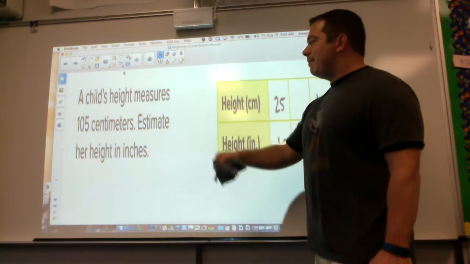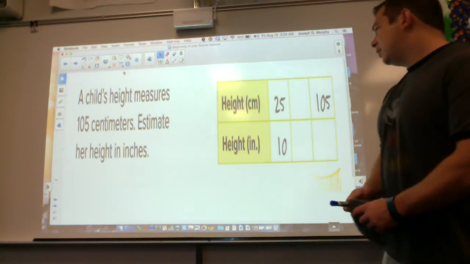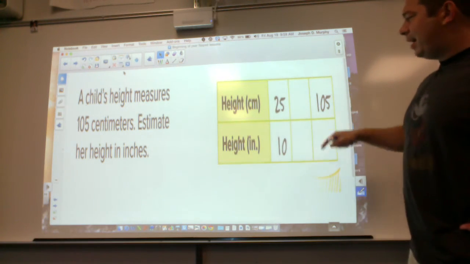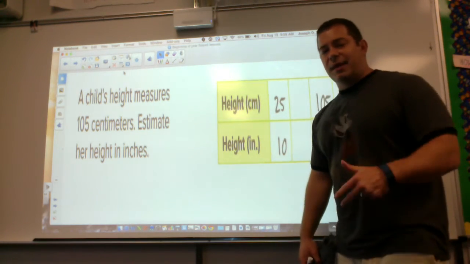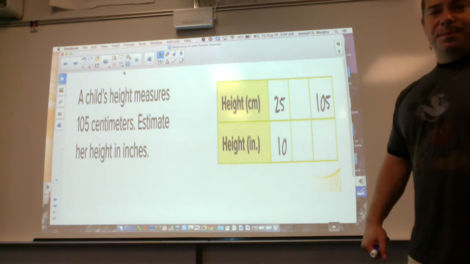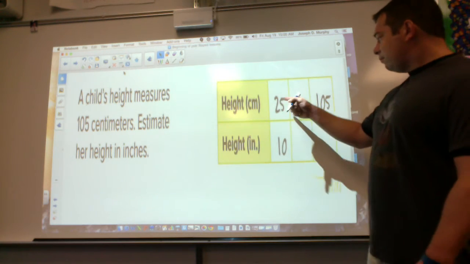A child's height measures 105 centimeters. Estimate her height in inches. Okay, I have to go from 25 centimeters to 105 centimeters. Now if I count by 25, it's 25, 50, 75, 100, 125. I'm not going to multiply because that's going to be too hard. I'm sure there's a way to do it, but I'm not going to get into that right now.